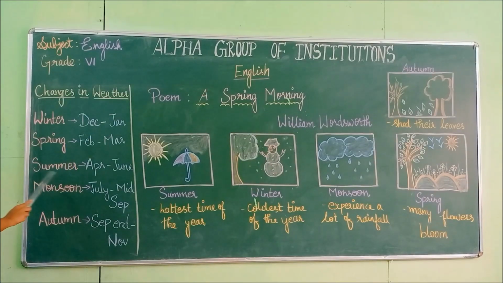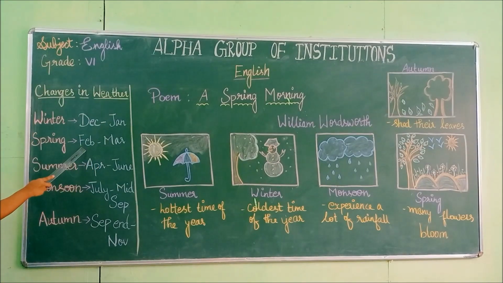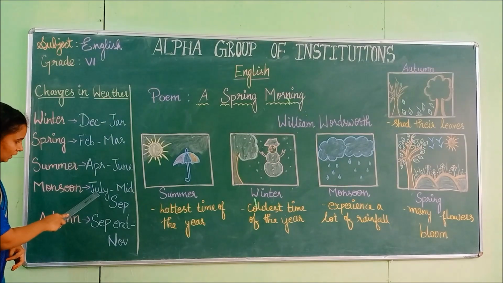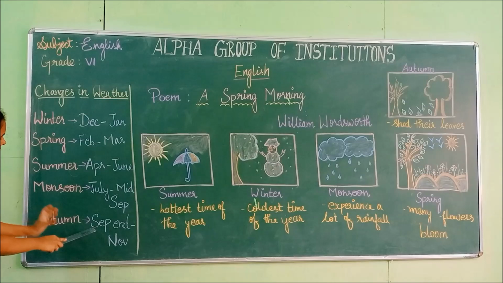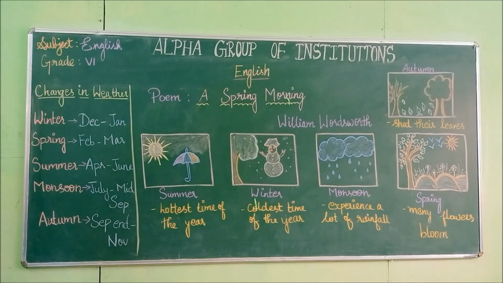Winter, spring, summer, monsoon, autumn. Can you tell me? Winter, spring, summer, monsoon and autumn. So if you take winter, it starts from December and ends till Jan, okay? And if you take spring, it begins from February and till March, okay? And summer from the month of April till June. And if you take monsoon, it starts from the month July and ends in the mid of September. And the final one, autumn, it starts from end of September till November. So these are the season and the months.